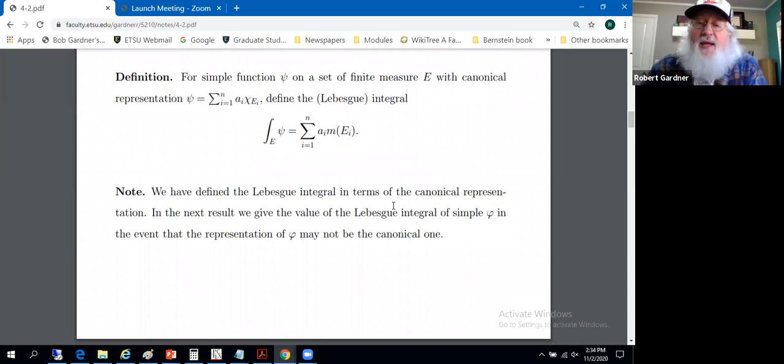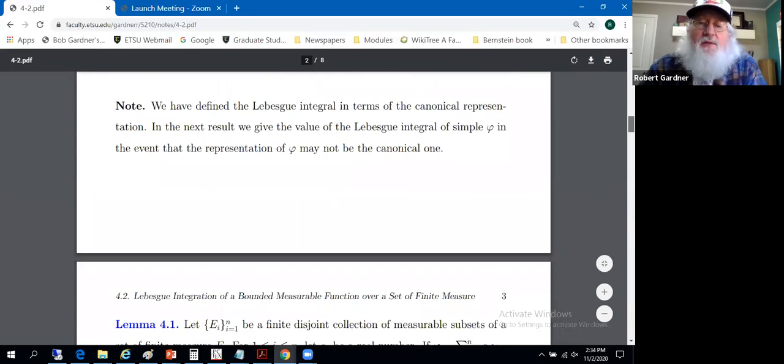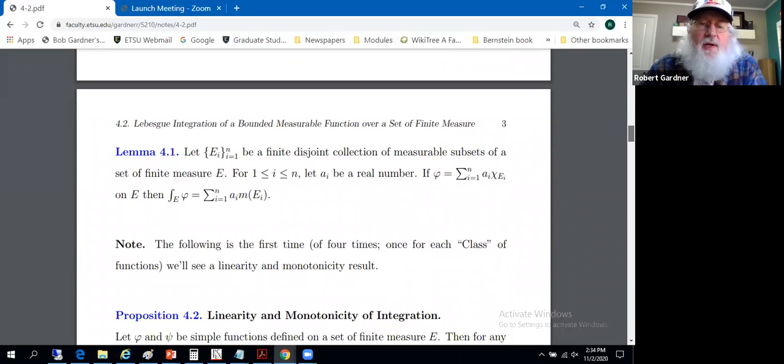So we've defined the Lebesgue integral in terms of a canonical representation. The next result will show us that the value of the Lebesgue integral of a simple function phi can be computed in a similar way in the event that the representation may not be the canonical representation. We mention this because we're going to need it in the first result we prove concerning Lebesgue integrals of simple functions.